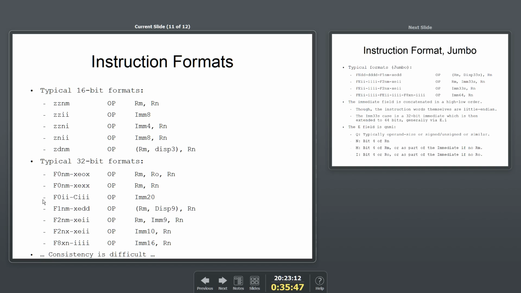Yeah, but it's at least semi-consistent to what extent I could get it being so. And so there's 3 and 2 register instructions. Not much of note there.